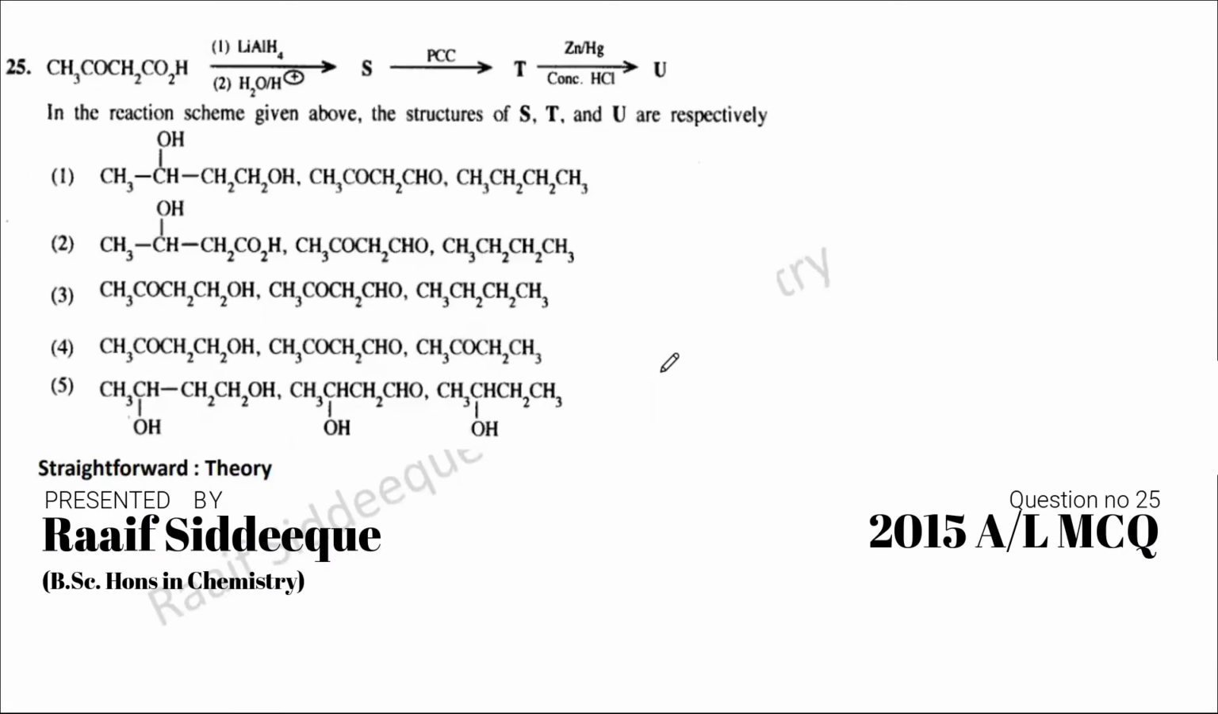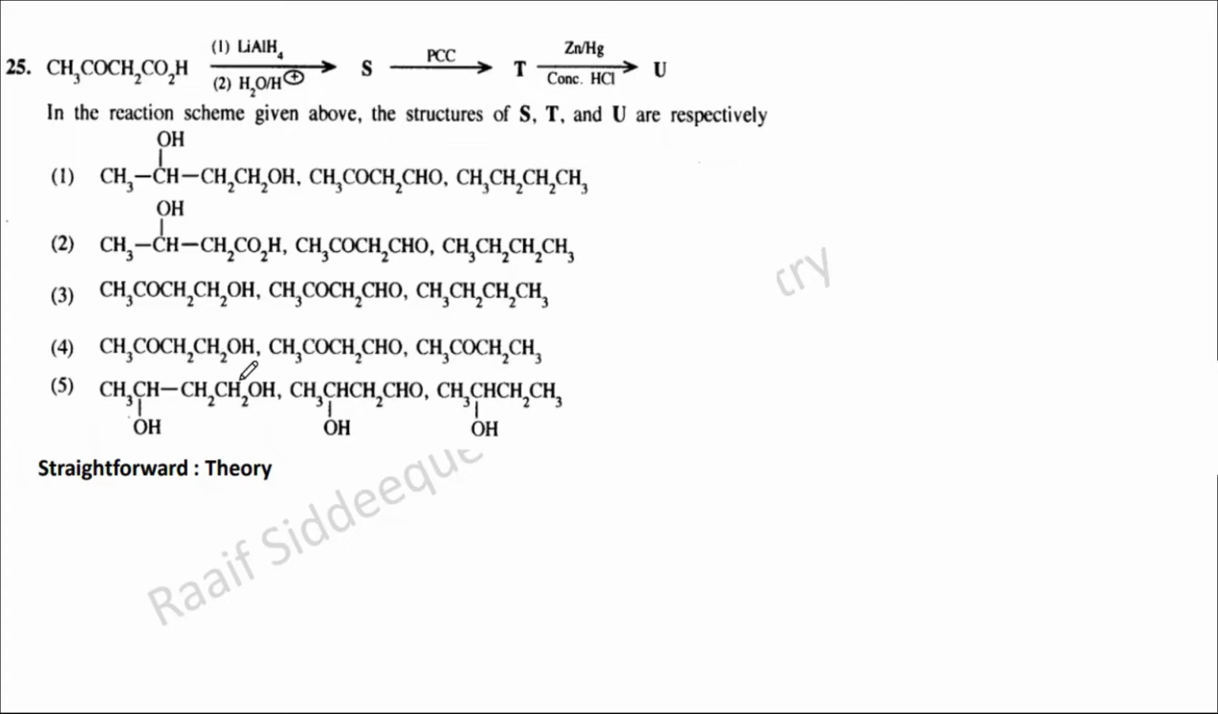Right. So again, theory. So you have a given compound. Here one is a ketonic group. This is a ketone because there are two R groups on both sides, right? And the terminal part is a carboxylic group.